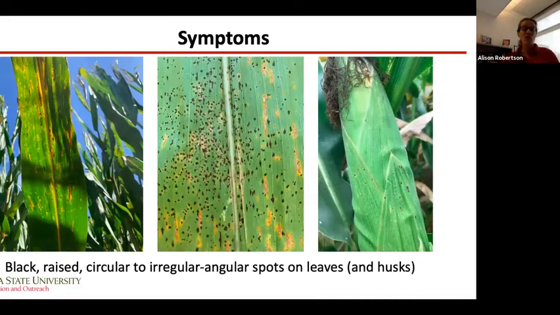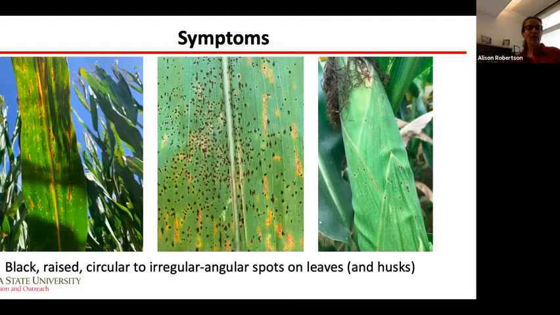How do we recognize TarSpot? Like any disease, we're looking for symptoms. The symptoms of TarSpot are small, black, raised spots predominantly on corn leaves. The spots may be circular, but they can also be kind of irregular in shape or angular. TarSpot can get mistaken for a couple of other things that you see on corn leaves, and I'm going to talk a little bit about that in a moment. So we're going to focus more on those spots.